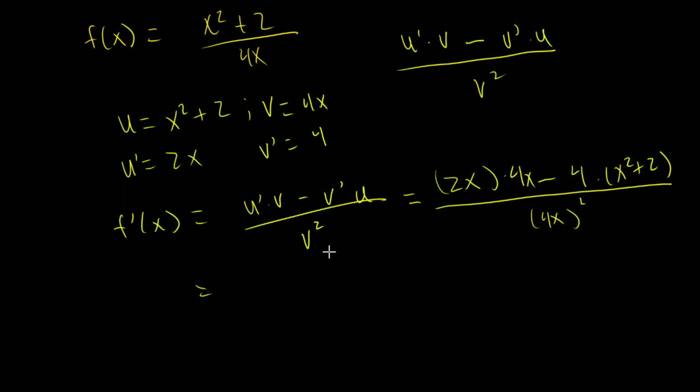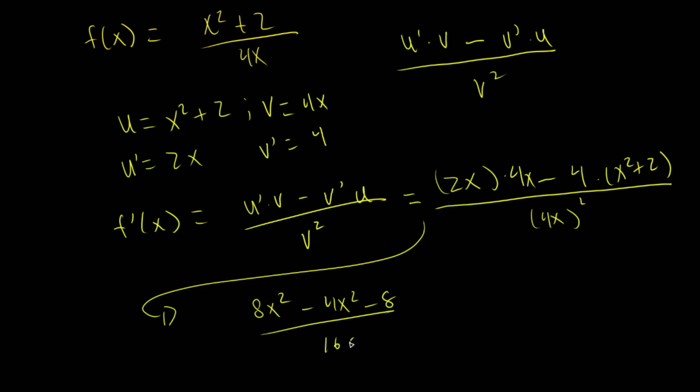And if you expand this, this would equal 8x squared minus 4x squared minus 8 over 16x squared. And this would equal 4x squared minus 8 over 16x squared. And in this, you could divide both top and bottom by 4. So it'll be x squared minus 2 over 4x squared. And that's your final answer.